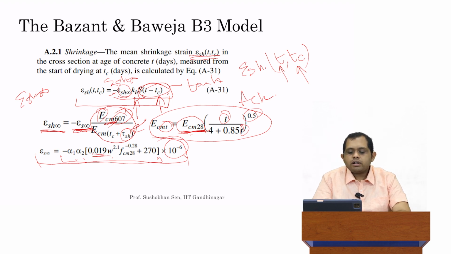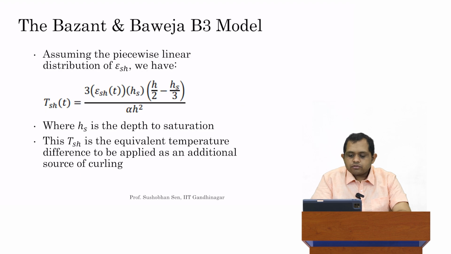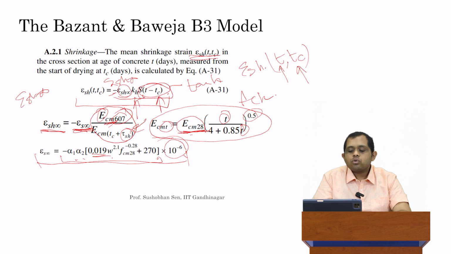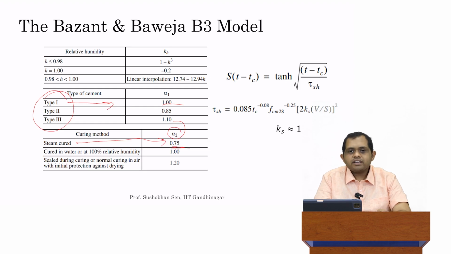What are these terms, alpha 1 and alpha 2? Alpha 1 depends on the type of cement. If you have type 1 cement, which is generally the case even in India, alpha 1 is simply equal to 1. And then depending on the type of cement, you have different values. Alpha 2 is a function of the curing method. If it's steam cured, the multiplying factor is 0.75. Steam curing is a very efficient form of curing, so we can reduce the long-term shrinkage strain by 25% if we do steam curing. But steam curing is simply not practical for rigid pavement, so we don't use it.